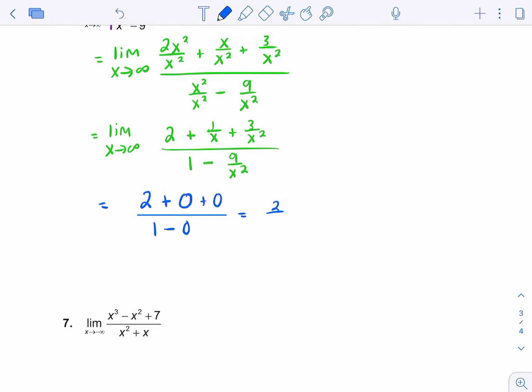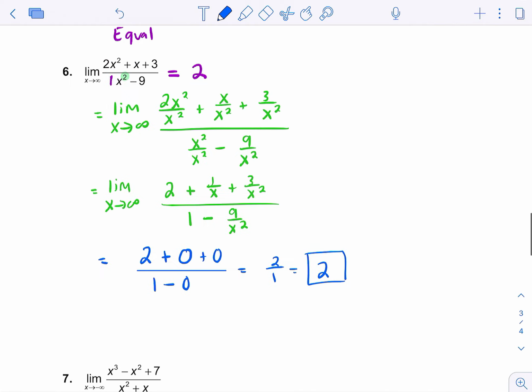So that makes this limit 2 over 1, or what we expected, it makes our limit come out to be 2. So this confirms for us here that when we have a horizontal asymptote and the limit follows that, we need to take the ratio of our lead coefficients. All right, let's do one more.